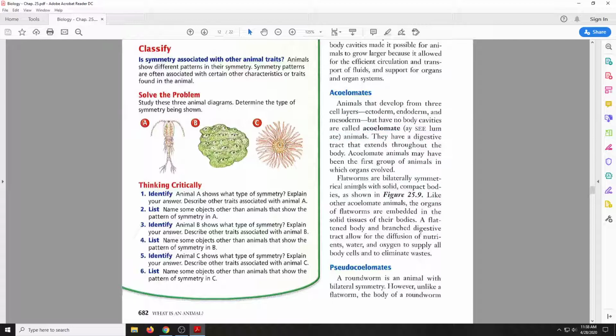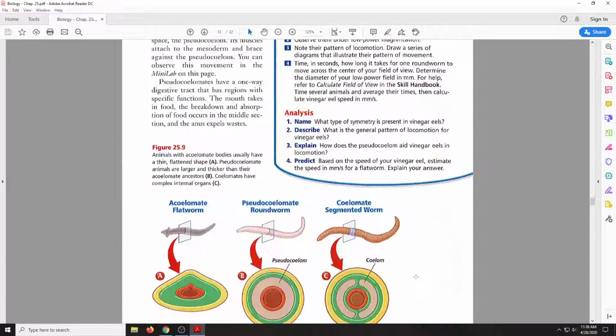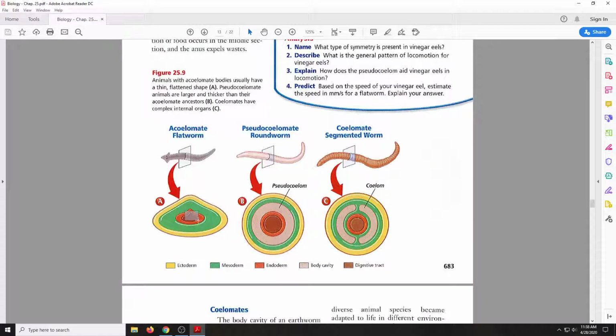These develop from our 3 layers we're talking about, ectoderm, endoderm, and mesoderm, but they have no body cavities. Okay, they have no, like, quote-unquote empty space inside of their bodies. Flatworms are bilaterally symmetric. They have compact, solid bodies, meaning there's no empty space or room to wiggle around on the inside of this flatworm.